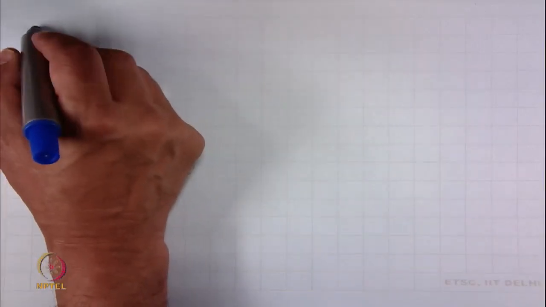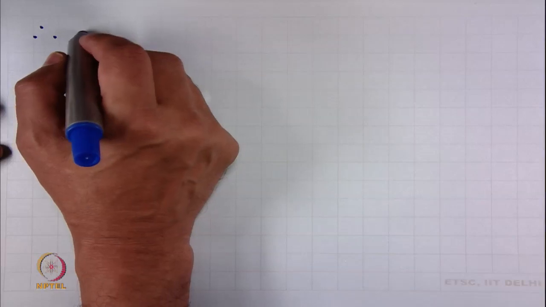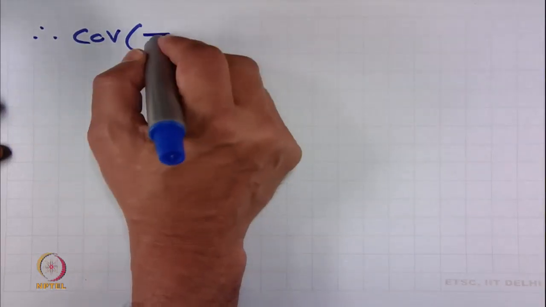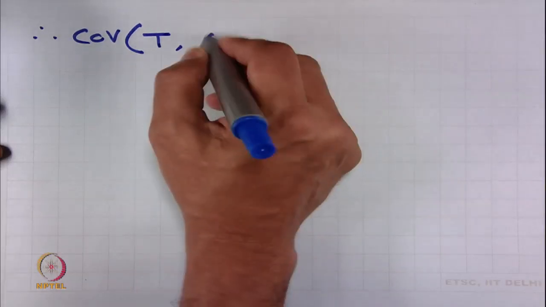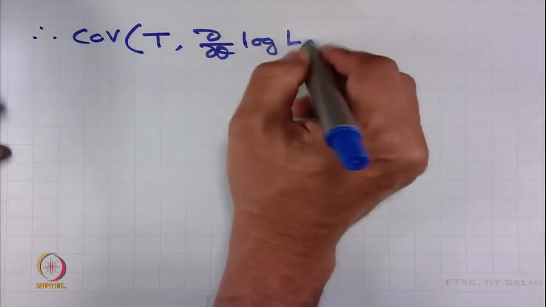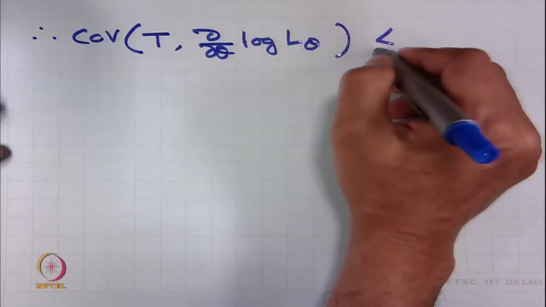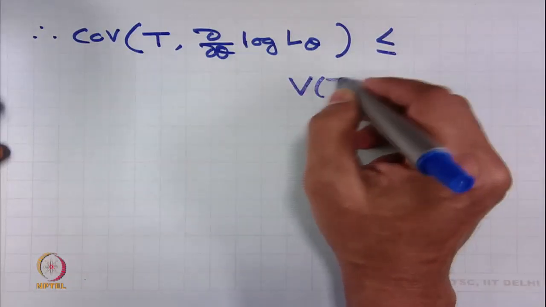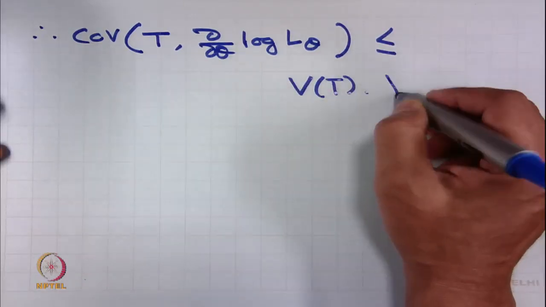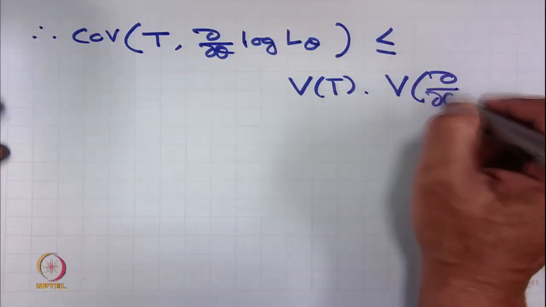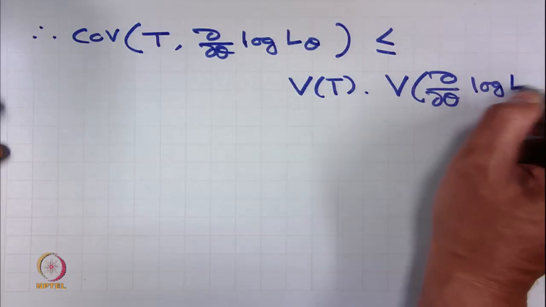Therefore, we can write that the covariance between t and del theta of log L theta, squared, is less than or equal to the variance of t into the variance of del theta of log L.